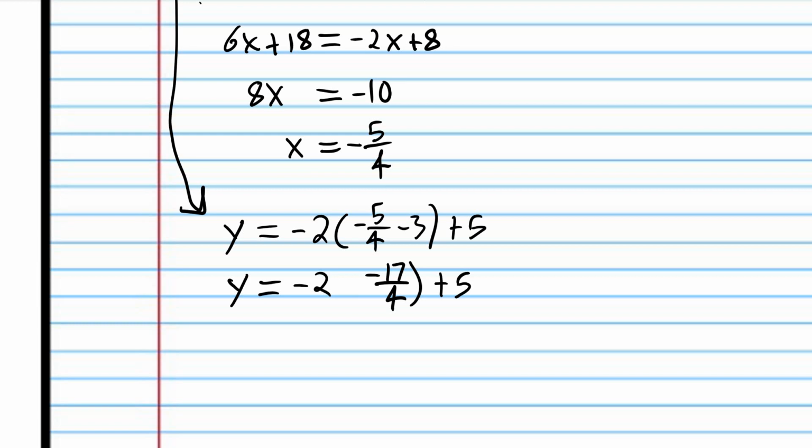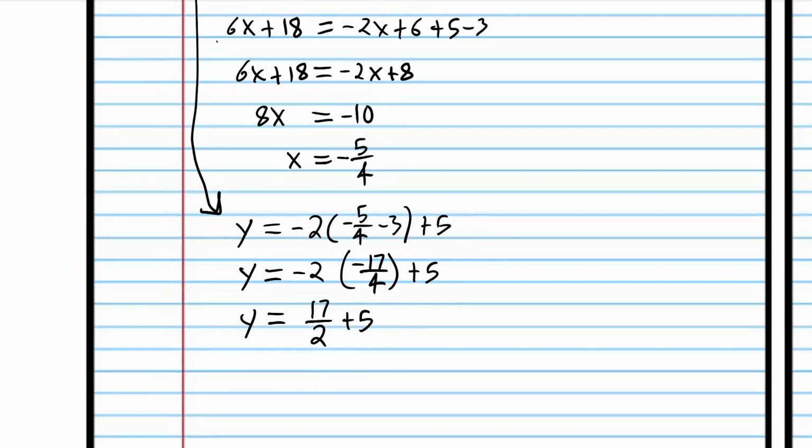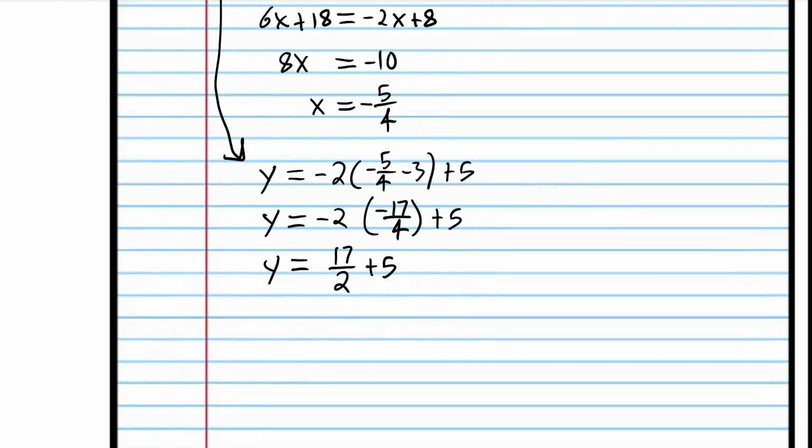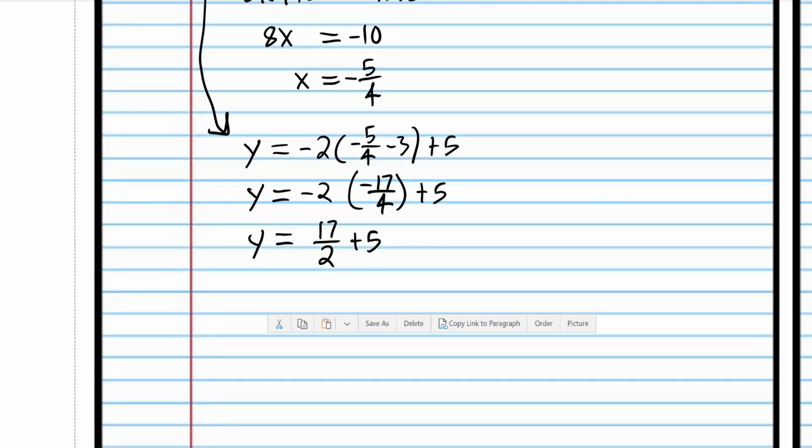Now we're just going to multiply negative 17 over 4 by 2. And if you do all the math on that, we get positive 17 over 2 plus 5. And this next part is going to be another issue. Combining these is going to be an issue. Multiplying these is usually an issue, and adding these is an issue. But this is all arithmetic. So you can go back to my arithmetic course and review that if you want.